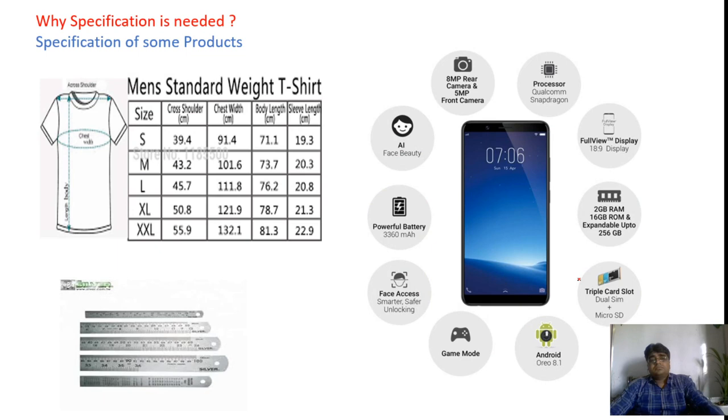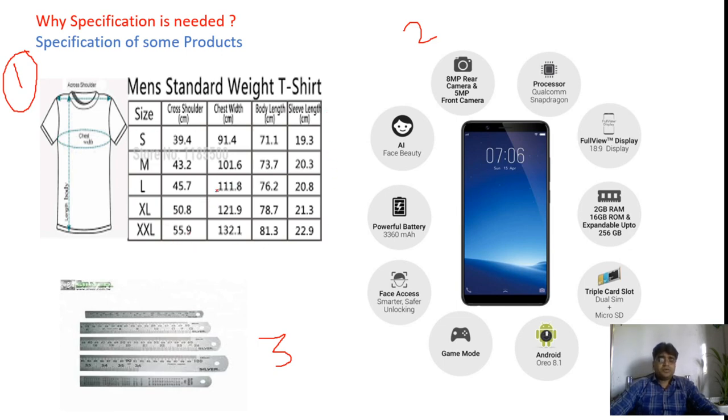Now let us speak about something about specifications. Here you can see three different pictures: picture number 1, picture number 2, and picture number 3. All these three pictures are going to tell you something. Let us take number one. In this picture you can find a t-shirt, and this is the size chart of the t-shirt.